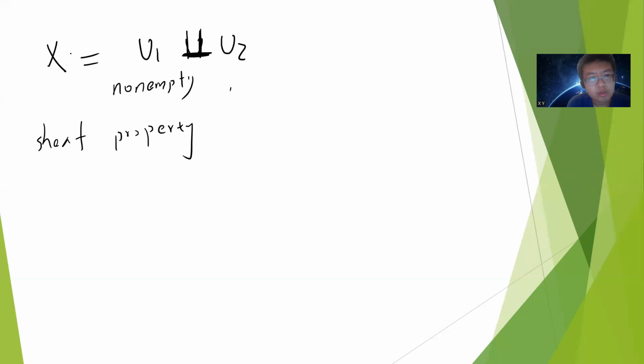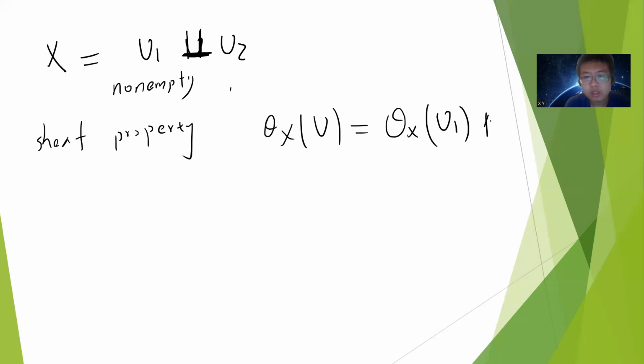in order to specify a global section, or a function on X, you need to specify both U1 and U2. Conversely, if you specify on U1 and U2, then you specify it on X. The sheaf property also tells you that the ring O_X(X) is basically O_X(U1) times O_X(U2), the product of rings.